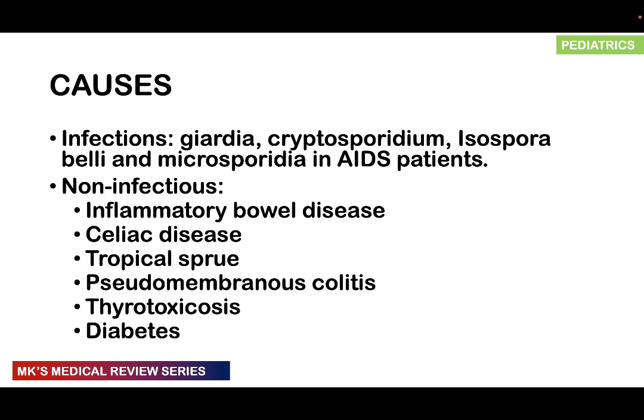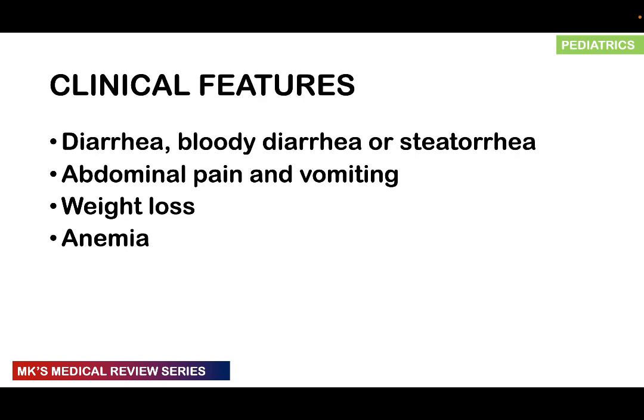Different causes include infections like Giardia, Cryptosporidium, Isospora belli, Microsporidia, especially in AIDS patients. Non-infectious causes include inflammatory bowel disease, celiac disease, tropical sprue, pseudomembranous colitis, thyrotoxicosis, and diabetes. Clinical features are going to have diarrhea, of course. It may be bloody diarrhea or even steatorrhea. They may have abdominal pains, vomiting, weight loss, and anemia.